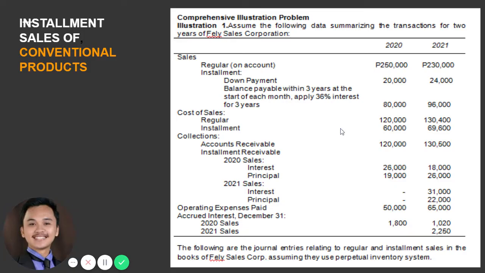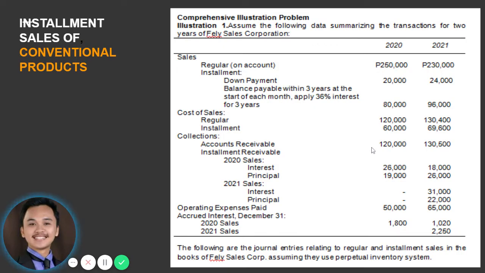So in this case, we have total installment sales of 100,000 and cost of installment sales of 60,000. So therefore, our gross profit is 40,000. And then our gross profit rate will be 40%, from 40,000 over 100,000. So that 40% will be used later on when we will be computing for our realized gross profit.